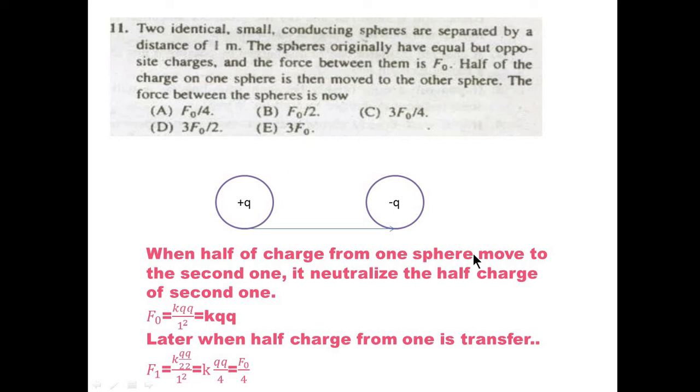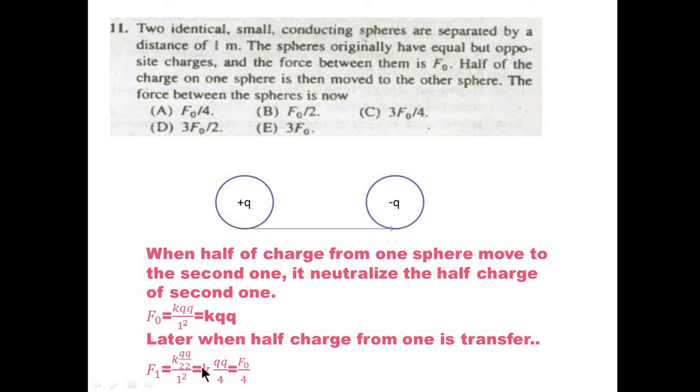When half of the charge from one sphere is moved to the second one, let's suppose half of the charge from this sphere is actually moving toward this. So now this becomes Q by 2 and this is neutralizing and it also becomes Q by 2, as half of the charge becomes neutralized when charge from this is moving toward this.